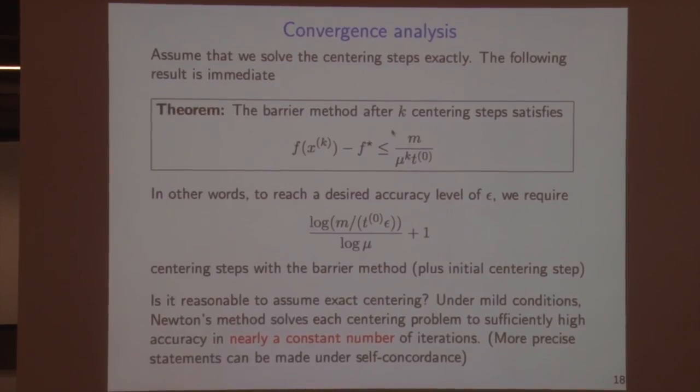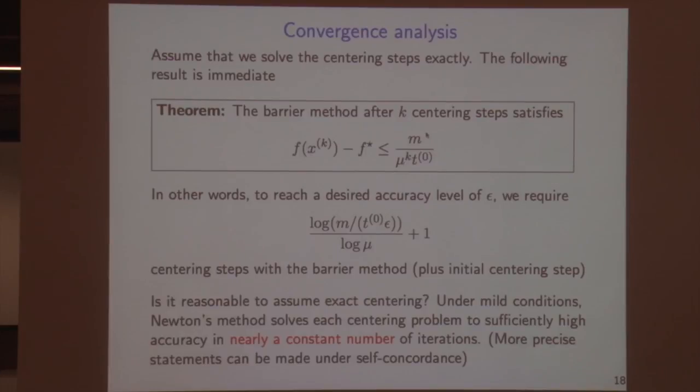After k centering steps, the barrier method is going to satisfy the following bound. f of x_k minus f star is at most m over the value of t that you're at after k centering steps. That's just the duality gap bound. This should be m over t_k. What is t_k? It's just mu to the k times t_0 from our updating scheme. If we flip this around and ask how many iterations we need to get to a certain level epsilon of accuracy, you can see that we require log of m over epsilon t_0, essentially log of 1 over epsilon iterations.